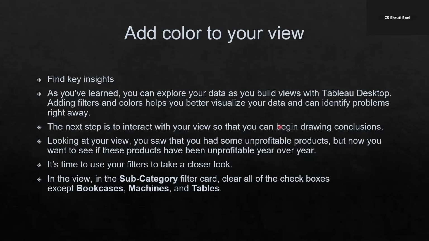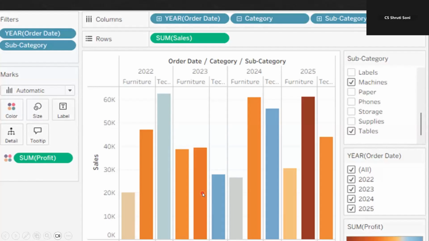The next step is to interact with your view so that you can begin drawing conclusions. Looking at your view, you saw that you had some unprofitable products, but now you want to see if these have been unprofitable year over year. So you can use filters to take a closer look. In the Subcategory filter card, you clear all the checkboxes except Bookcases, Machines, and Tables. So this is what you now find.